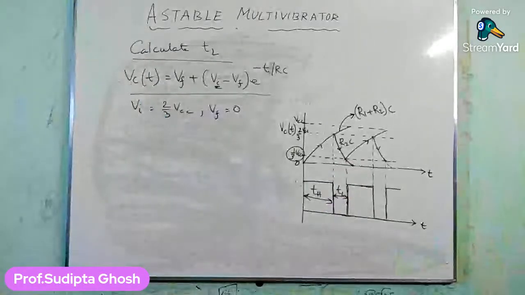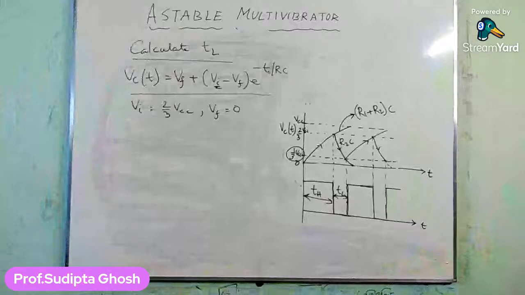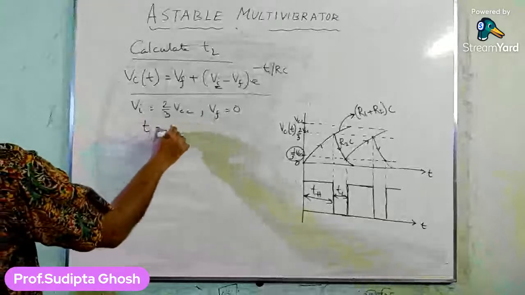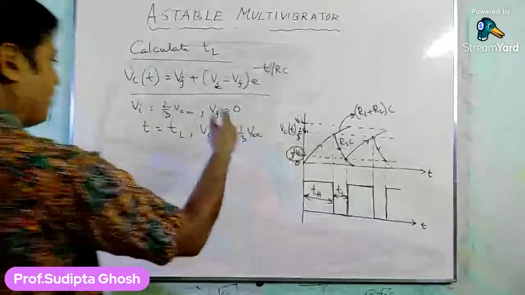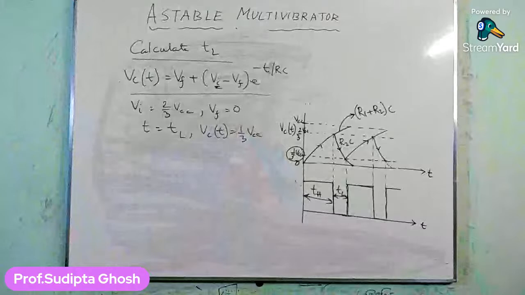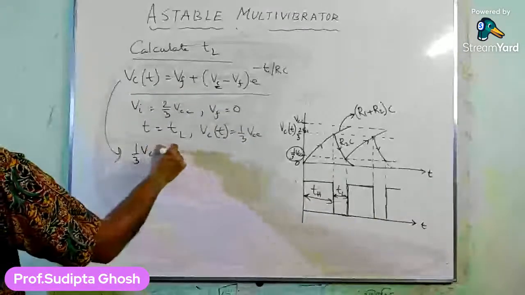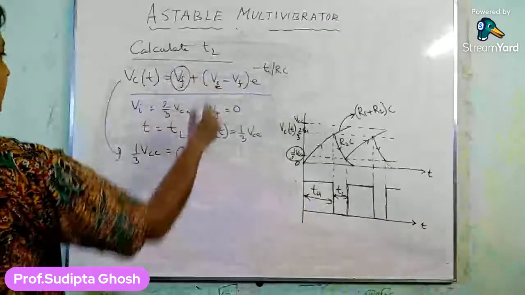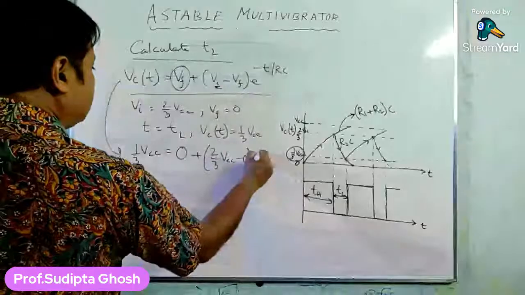The capacitor would like to go to 0 volts, but at the time TL, the capacitor voltage should be 1/3 of VCC, from which the charging path starts again. So we can write the capacitor value as 1/3 of VCC equals the final value 0 plus the initial value 2/3 of VCC minus the final value 0, and now t will be TL.